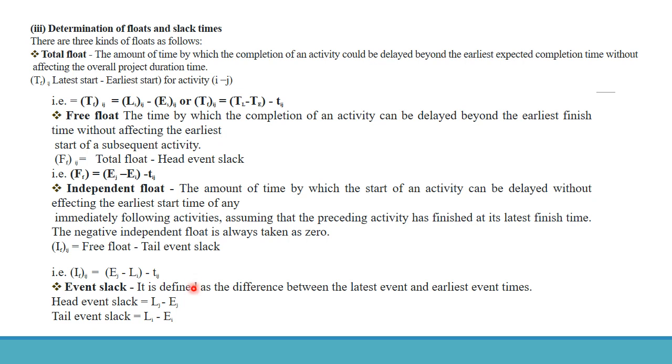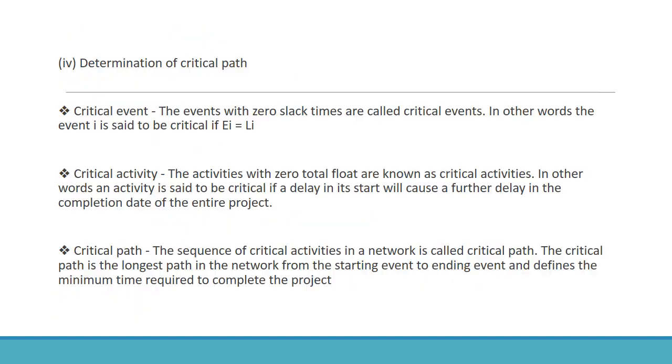The event slack is defined as the difference between the latest event time and earliest event time. Head event slack is equal to L_j minus E_j. Tail event slack is equal to L_i minus E_i.